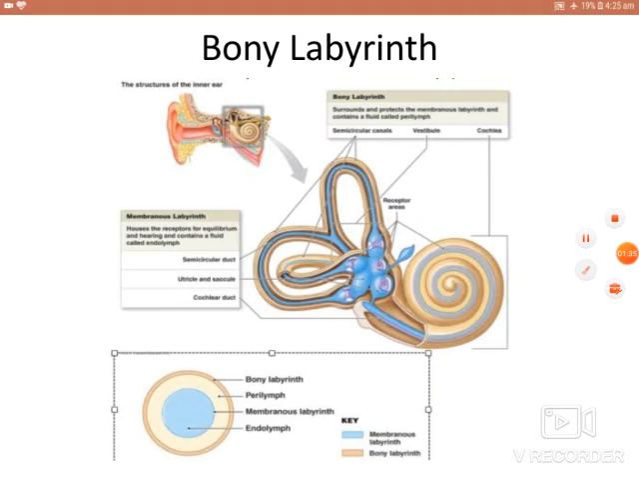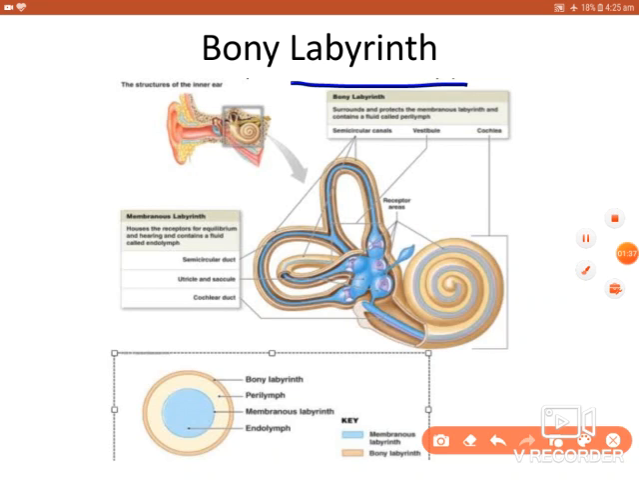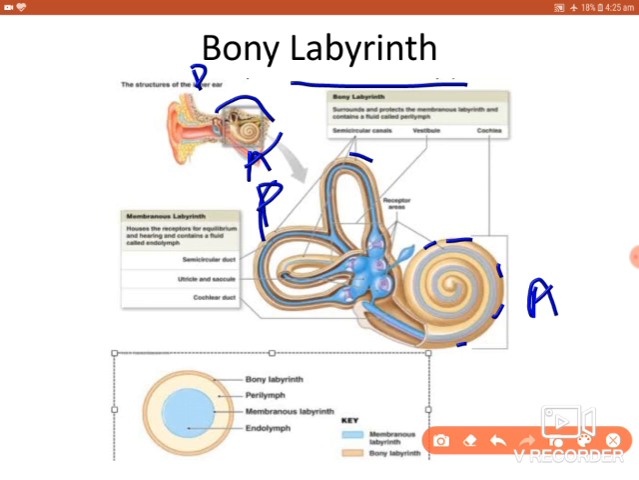Then this is a closer view of the bony labyrinth. This is the inner ear. This is the anterior aspect, this is the posterior aspect. From anterior to posterior, the parts of the bony labyrinth are the cochlea, the vestibule, and here you can see the semicircular canals.